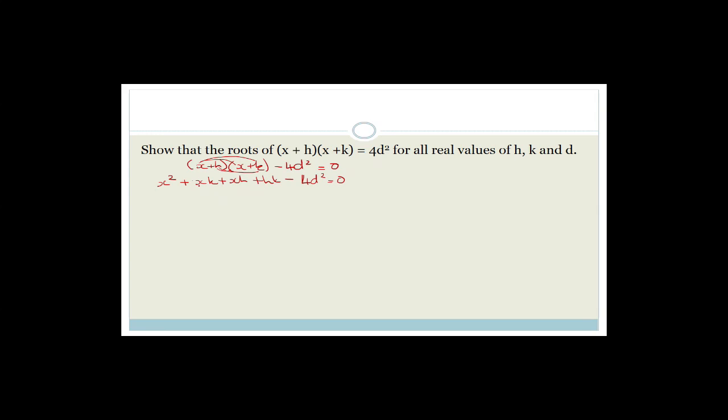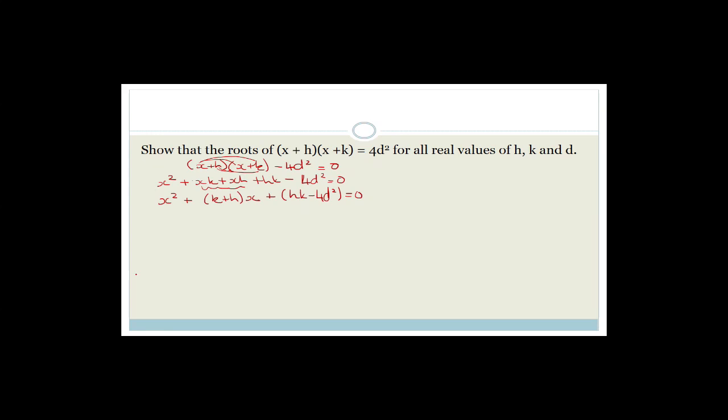equals zero. So now if I have to multiply this out, I mean, I've written, right, we need to group things. So it becomes x squared plus, these are both x's, so we can say that it becomes k plus h x, then plus hk minus 4d squared. So why have I grouped it like this?